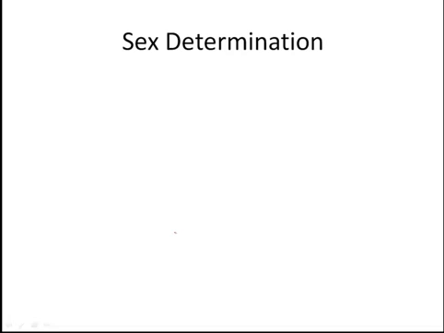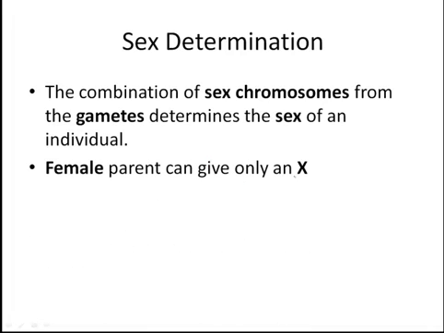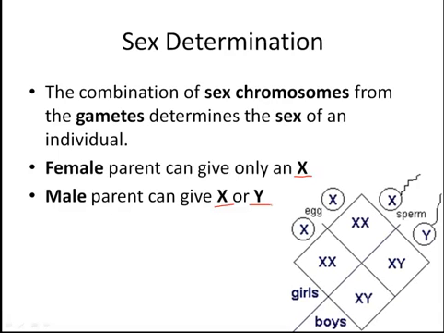And the last thing we talked about is the difference between our sex chromosomes and our autosomes. The combination of sex chromosomes from the gametes determines the sex of an individual. So remember, you have 22 autosomes, and then you have a sex chromosome. The female parent can only give the X chromosome. The male parent can give the X or the Y. So depending on what the dad gives, you're going to have a boy or a girl. Mom's always going to give the X, but dad, if he gives his X, those are your girls. If he gives his Y, you have your boys.